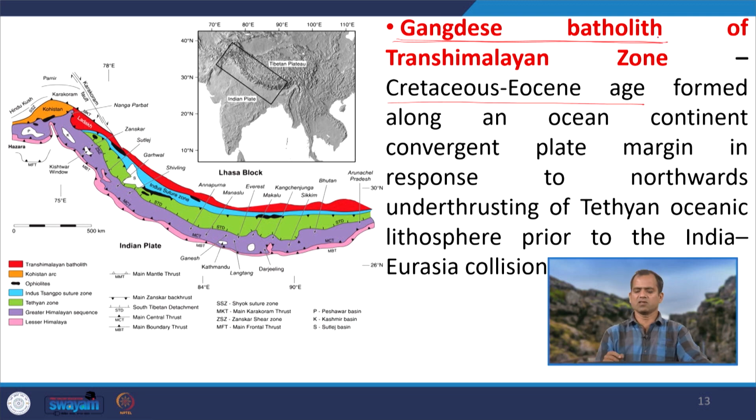So, this batholith is of Cretaceous or Eocene age, and it is formed along this ocean-continent convergent plate margin in response to the northward underthrusting of the Tethyan oceanic lithosphere prior to the Indian-Eurasian collision. So, this batholithic mass is older than the collisional system, because at that time this part of the oceanic lithosphere, that of Tethys, was existing and was subducting down.